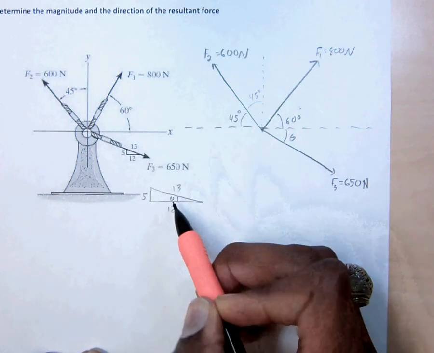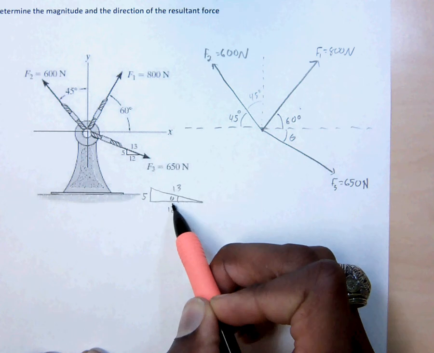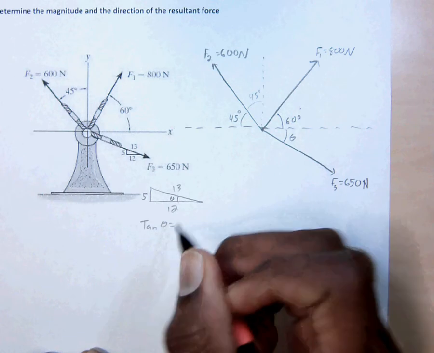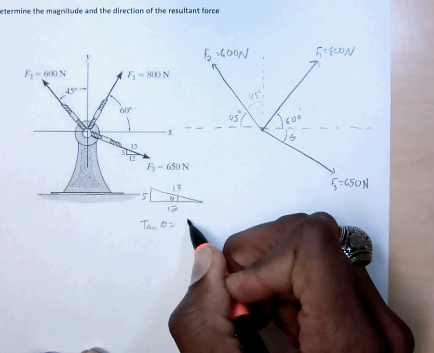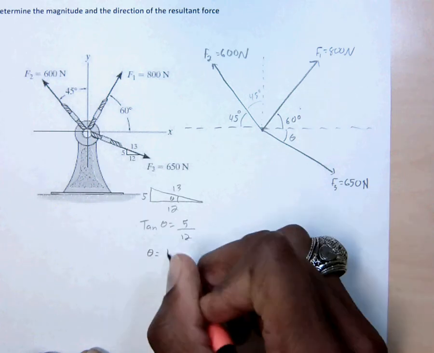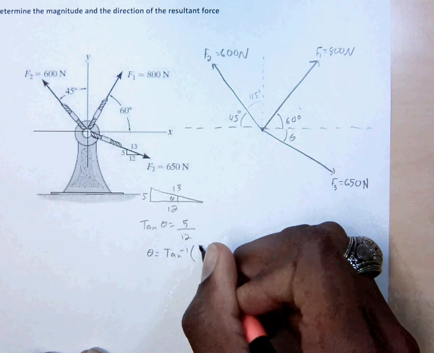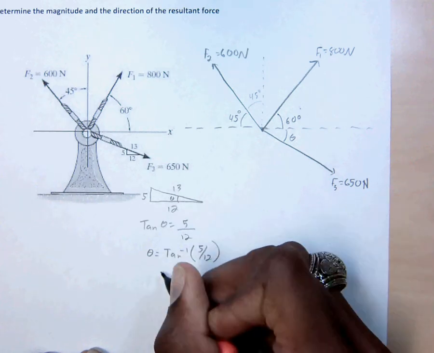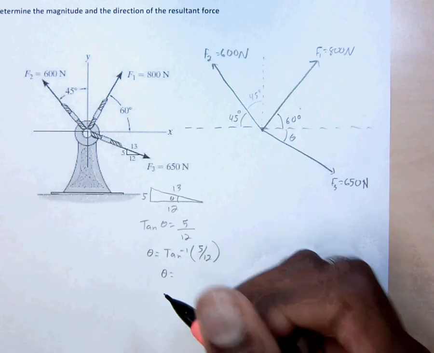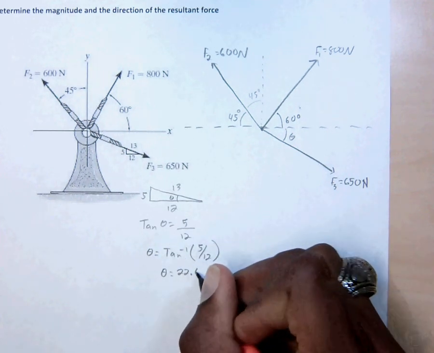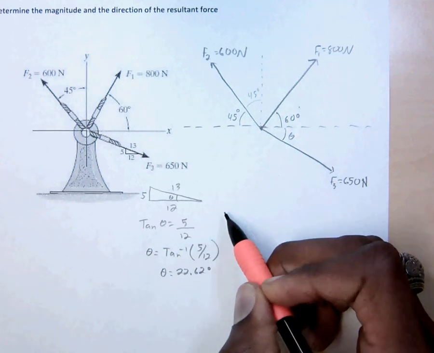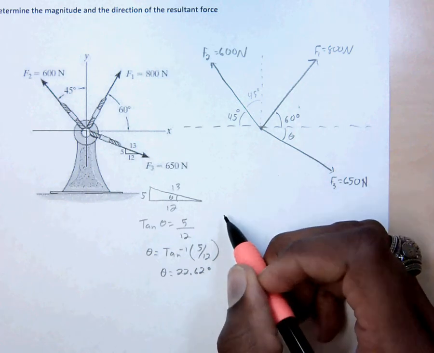So we're trying to find out this angle theta with respect to the horizontal. Okay, and so what we can do is take the tangent of theta and set that equal to opposite, which is 5, over adjacent, which is 12. Then we take the tangent inverse on both sides, and we get the tangent inverse of 5 over 12 is what theta is. And we find out that theta is simply going to be 22.62 degrees.